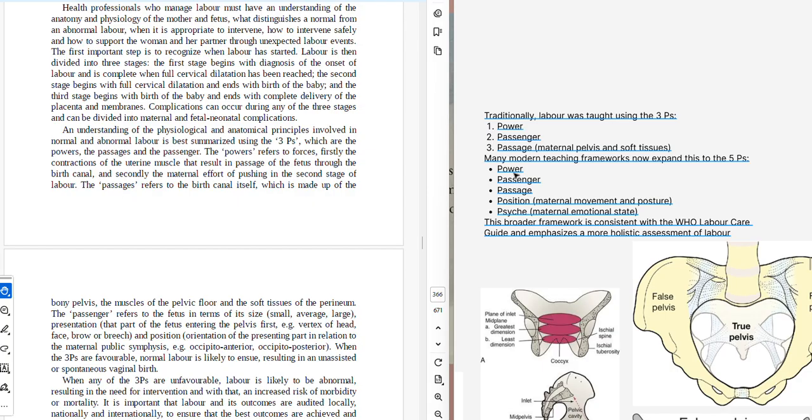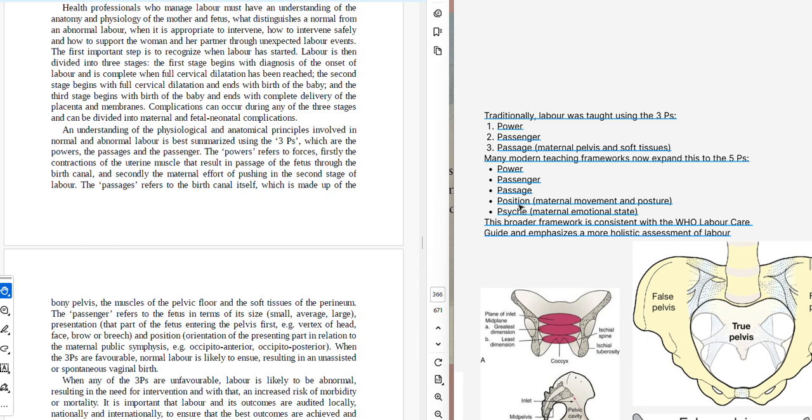The passenger is basically the fetus, the baby itself: the size, lie, presentation, position, attitude, station, any anomalies. And the passage is basically the maternal pelvis and birth canal. So we look at the pelvic shape, the pelvic dimensions, cervix, vagina, pelvic floor, soft tissues. That's your passage. And then we have the position.